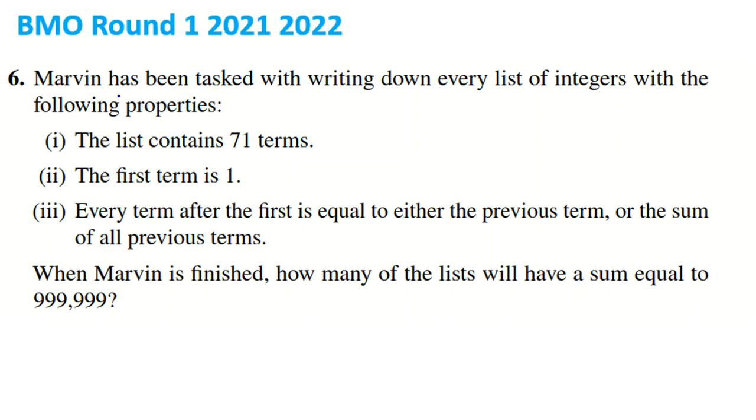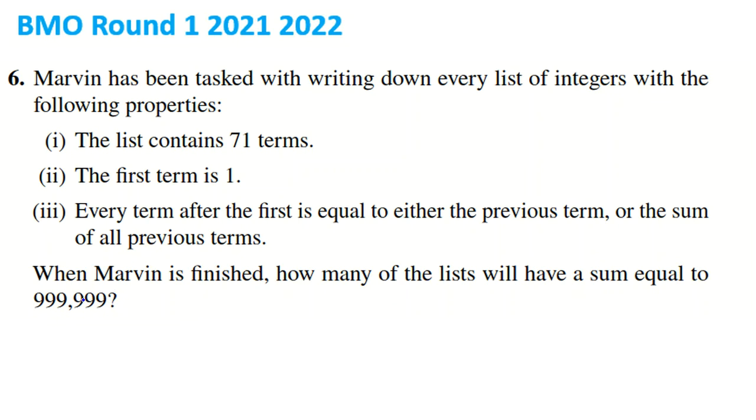Problem 6. Marvin has been tasked with writing down every list of integers with the following properties. First property, the list contains 71 terms. Second one, the first term is 1. Third condition, every term after the first is equal to either the previous term or the sum of all previous terms. When Marvin is finished, how many of the lists will have a sum equal to 999999?